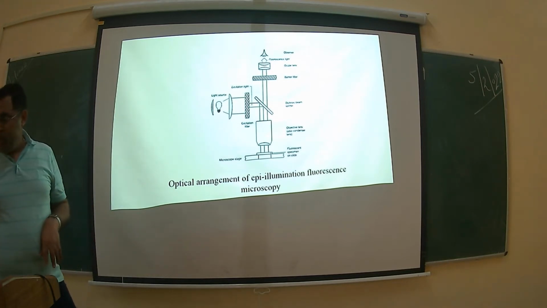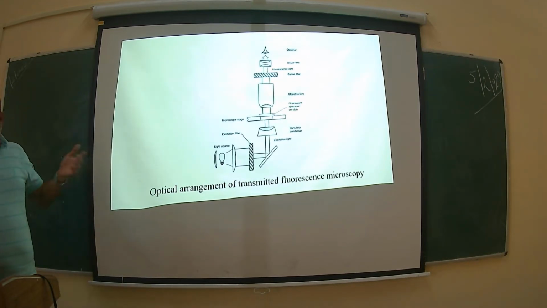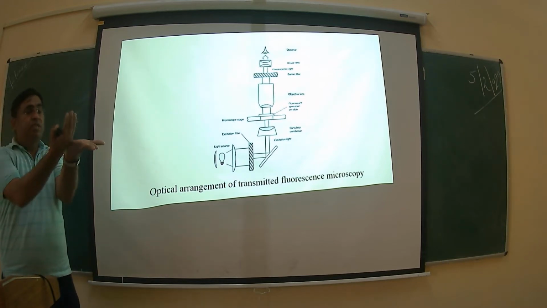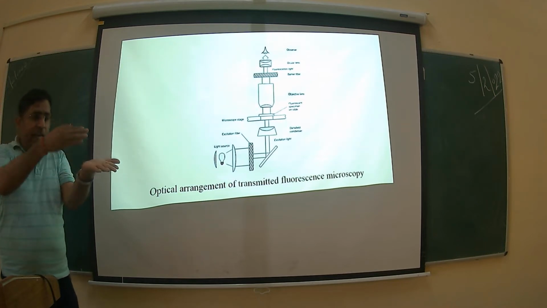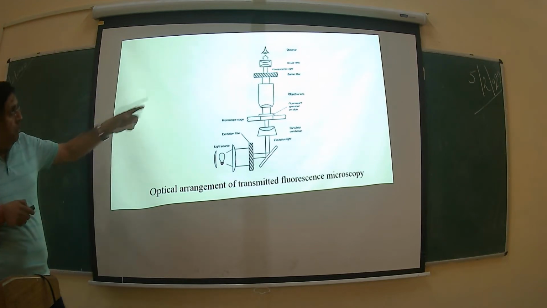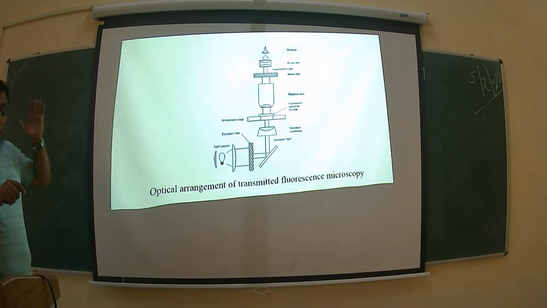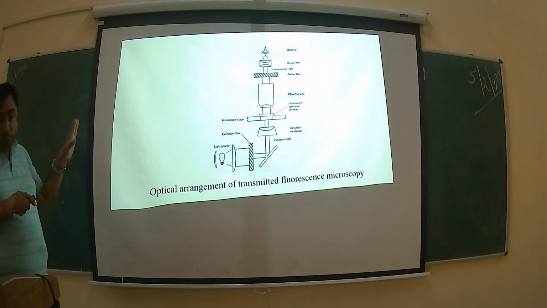Got this point? So one is transmitted fluorescent microscopy, where the light is transmitted through the specimen, and in the other it falls on the specimen and then goes back to your ocular lens. This is very clear. I already told you that day. Those who were not present that day should read it again, about what the components of the fluorescent microscope are.